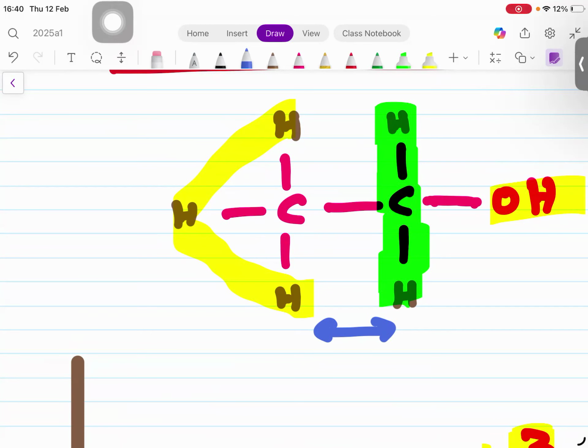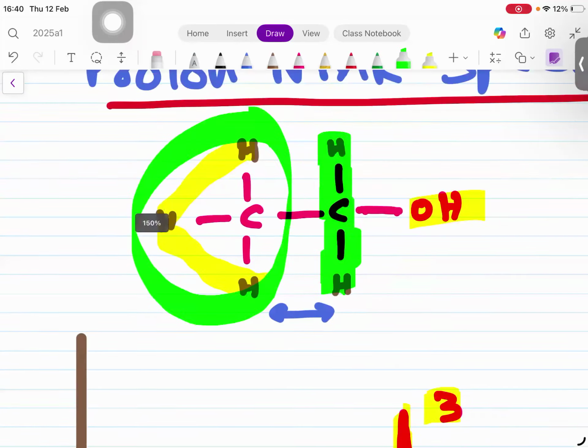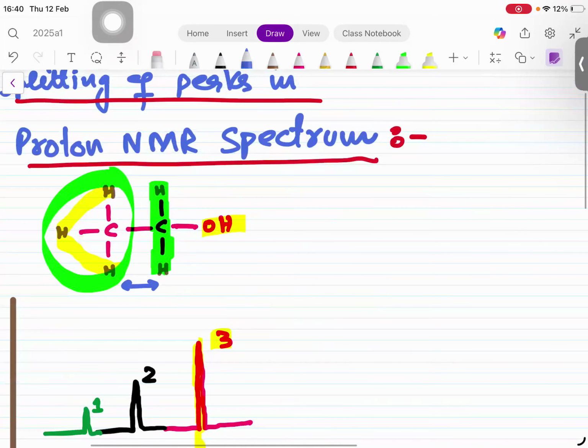So if you are trying to find out the splitting for this, you are not supposed to look at these hydrogens. You have to look at the neighbor. So how many hydrogens in the neighbor of CH3? 2. And then the rule is N plus 1, where N is the number of neighboring hydrogens.